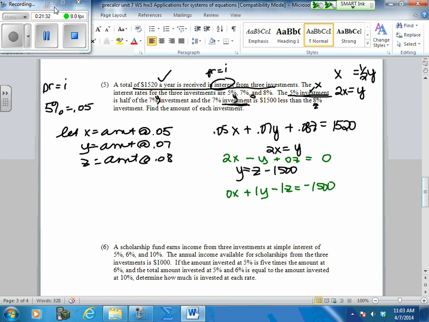It doesn't matter which way you go with it as long as it's valid. I could add my y here, subtract my y here, add my 1,500 that way. Whatever you want to do is fine. Now, once you have your 3 statements, you just have to build your matrix. So we pull out our coefficients. 0.05, 0.07, 0.08. Make sure your constant is always the last one. This guy, watch your space holders. 2, -1, 0, 0. And you needed a space holder for your x.